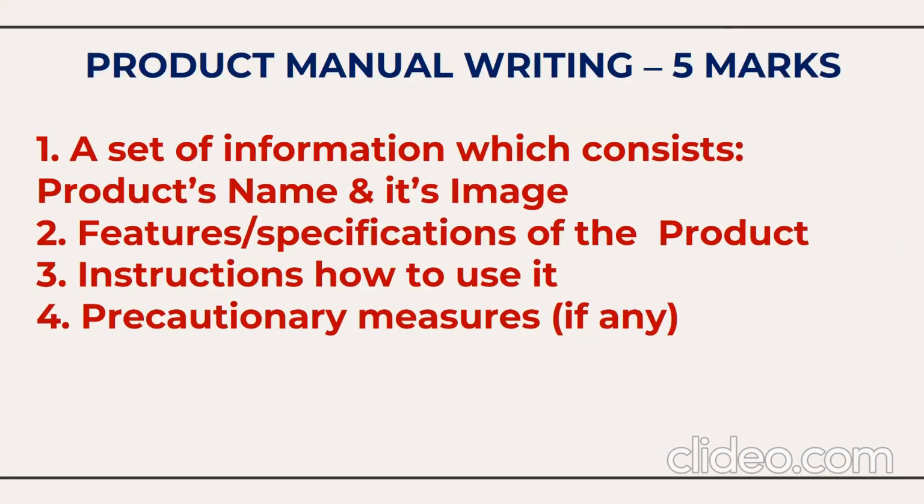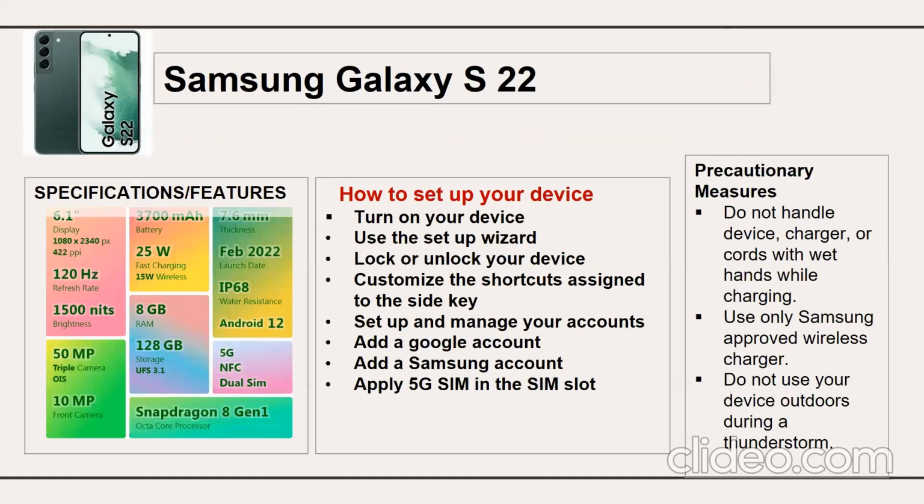Then you have a choice here, product manual writing. In this case, the particular product's information will already be given in your question paper, right? You need to just arrange the information of the product in a very systematic manner. So suppose I have given the information about the Samsung Galaxy S20 or S22, this product here, and you need to arrange the specification. You need to draw the image here.